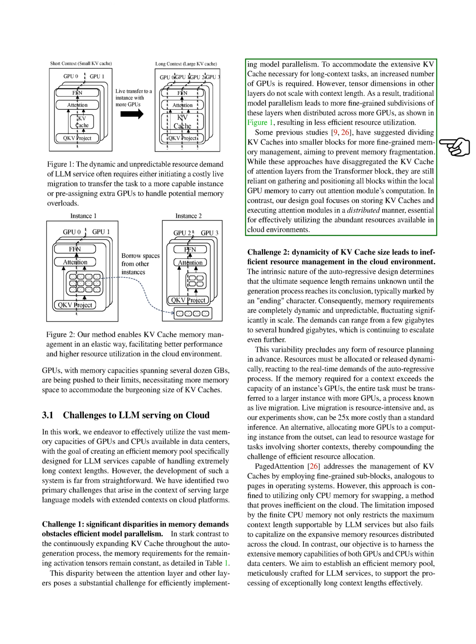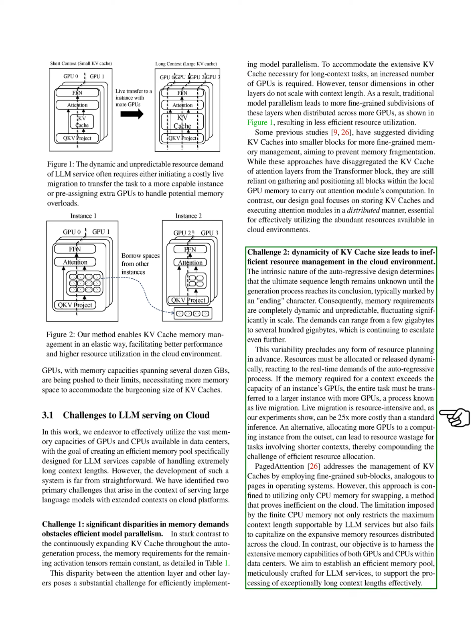The second challenge is the dynamic nature of KV cache size, which leads to inefficient resource management in the cloud environment. The auto-regressive design's inherent nature determines that the ultimate sequence length remains unknown until the generation process reaches its conclusion, typically marked by an ending character. As a result, memory requirements are entirely dynamic and unpredictable, fluctuating significantly in scale. The demands can range from a few gigabytes to several hundred gigabytes, which is continuing to escalate even further. This variability prevents any form of resource planning in advance.